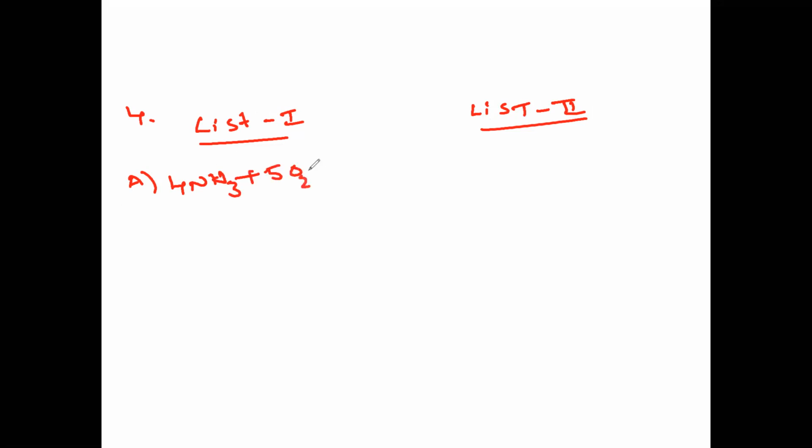Now, match the following. List 1 and list 2 are given. These types of questions are also important for inorganic chemistry. In list 1, first option A, they have given 4NH3 plus 5O2 gives rise to. I have given all the reactions here. Option B, P4 plus 3NaOH plus 3H2O. This is reaction 2. Again, I'm writing here.